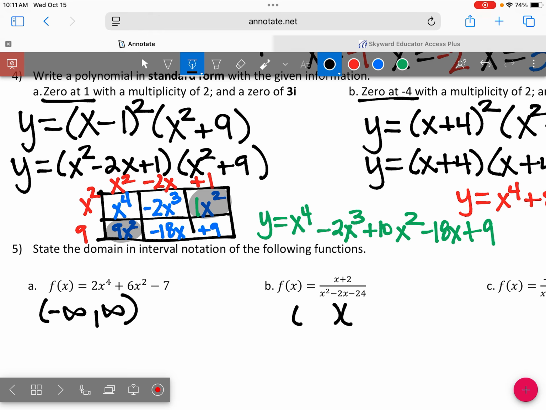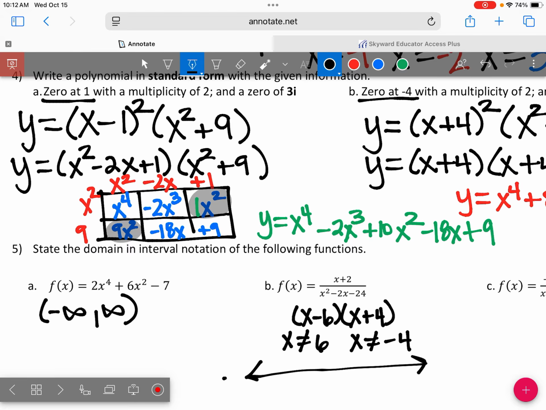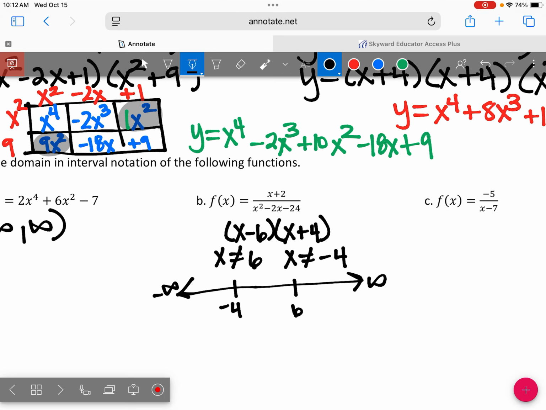First thing you're going to do is factor. You need 2 numbers that multiply to be negative 24 and add to negative 2. And when I set those equal to 0, I get that x cannot be 6, and also x cannot be negative 4. So on the number line, that means I have to break my domain into 3 pieces. This is the first piece, this is the second piece, and this is the third piece.